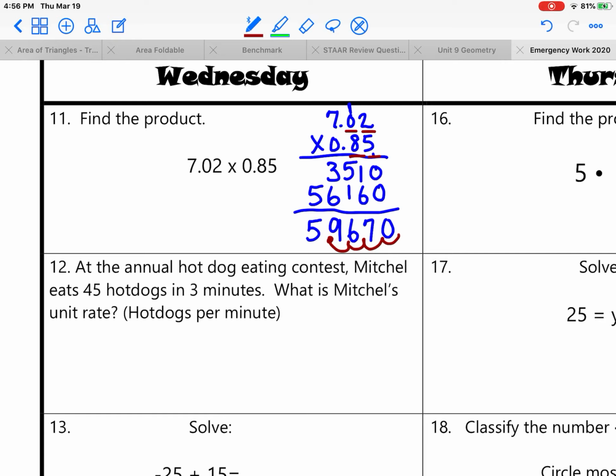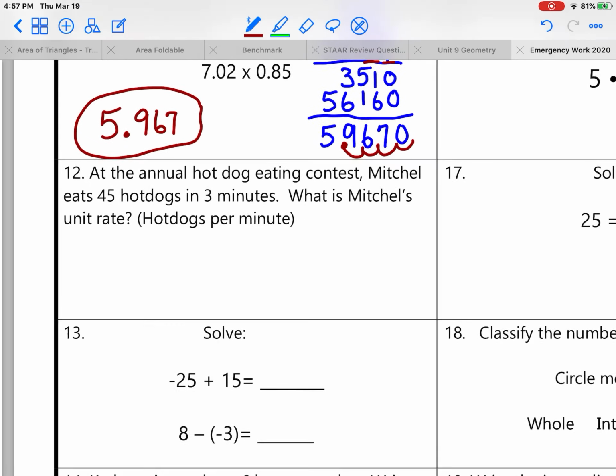So the answer to number 11 is 5 and 967 thousandths. You don't need that 0 on the end, but it's okay if you put it. You might count it wrong in the Google form if you put the 0, but I'll fix it when I grade it myself. Okay, number 12.